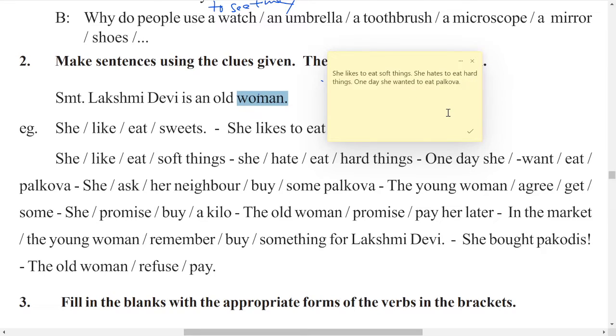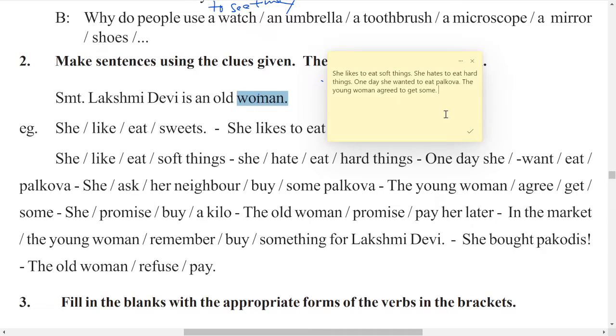Next one, the young woman agree get some. Now what is the rearrangement? What we have to do is change this. The young woman agreed. We are going with the past form here because we are speaking about an action that is completed. The young woman agreed what? Agreed to get some, in the sense agreed to get some palkova. I hope you are looking at this. Next one, here I am writing it in the checkbox so that you can take it down. Focus more on the verbs.